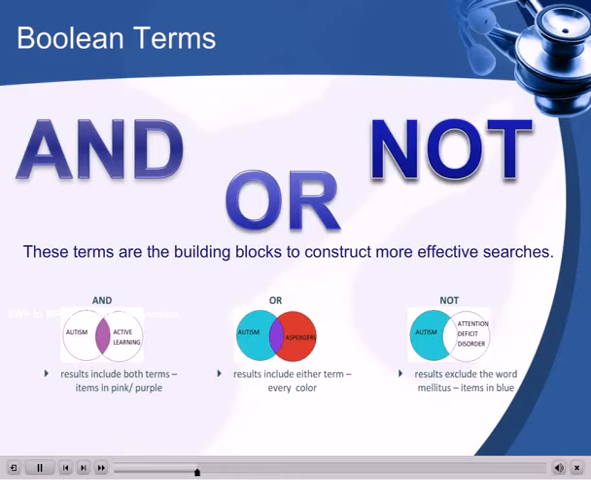For example, if you're looking at articles on autism, you may also want to see an article on Asperger's syndrome. By searching for autism or Asperger's, you will see a lot more articles than just searching for one or the other. The final Boolean operator you might use when searching is not. This term eliminates the words after it.